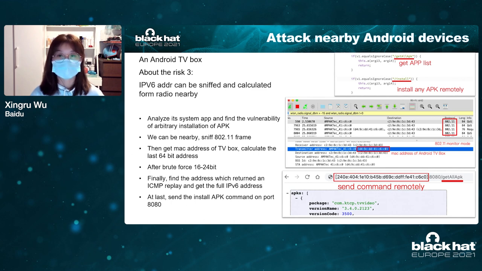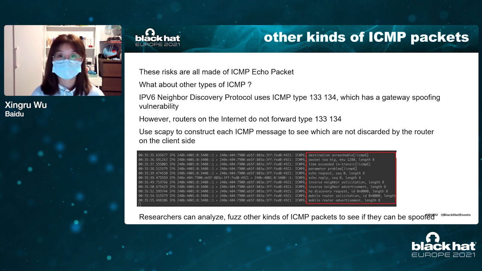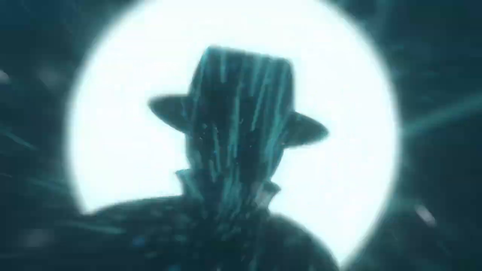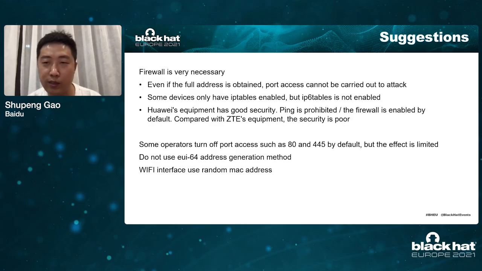Here we introduce how to use this attack method through a practical example. Our five risks are all made of ICMP echo packets. So what about other types of ICMP? Researchers can analyze five other kinds of ICMP packets to see if they can spoof. Okay, there are some suggestions. The most important one is that the firewall is enabled by default, or at least on the WAN interface, which can resist most harmful access.